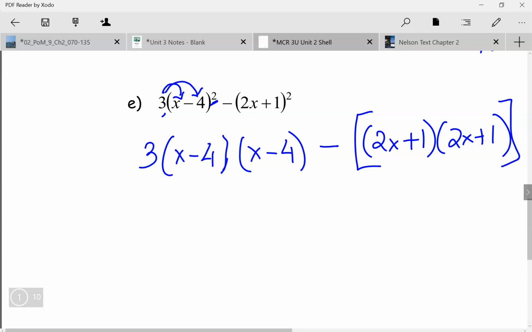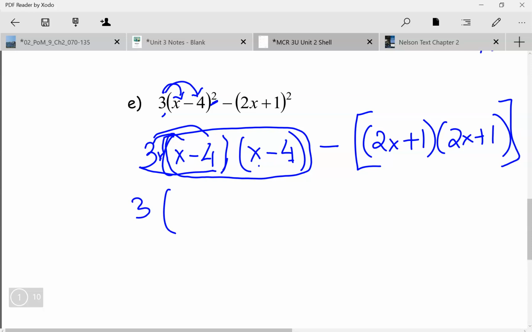Now that it's written out like this, it's just 3 multiplied by this, multiplied by this, right? So it doesn't matter whether we do this first, so we can write 3x minus 12 times x minus 4, which means I've put the 3 inside here, or we can do x minus 4 times x minus 4 first, and then multiply a 3 into that. So that's what I'm going to do. I'm going to do 3, and then I'm going to do x squared minus 8x plus 16.